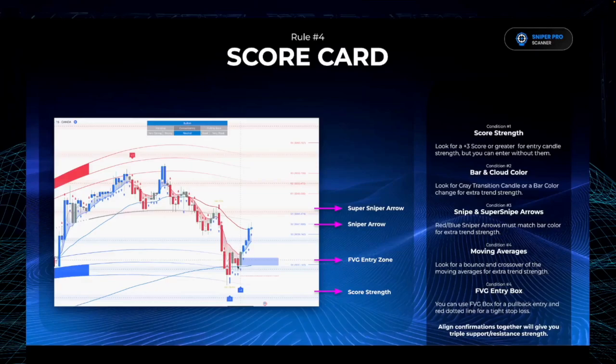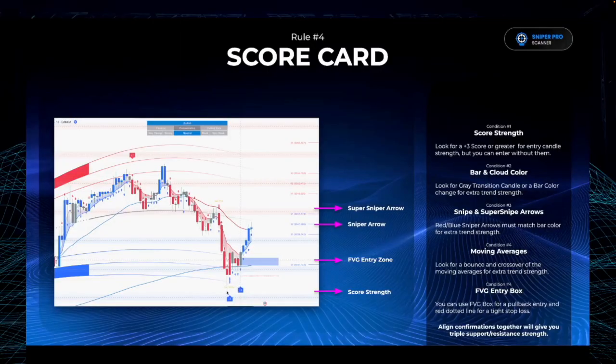You only want to enter on a scorecard. Okay, if it's giving you a scorecard, that's a gray card giving you the crossover of both moving averages. That's called a transition candle. Or you want the candle to be blue. Alrighty? Now, from there, the third condition that you want to look for is ideally also look for the super sniper arrows.